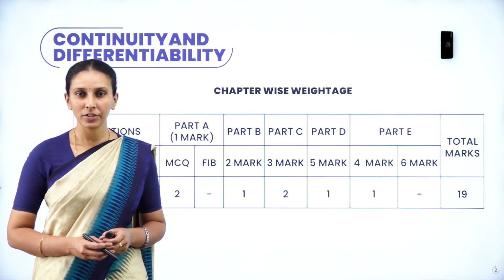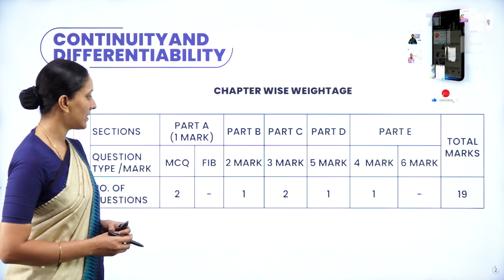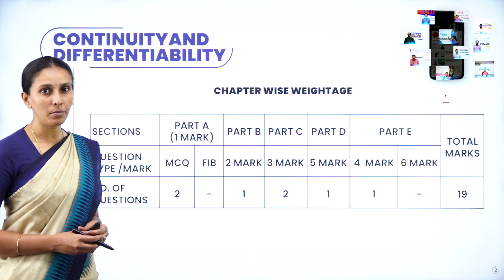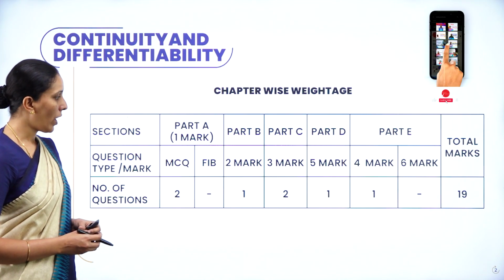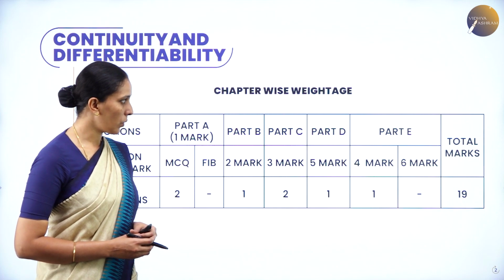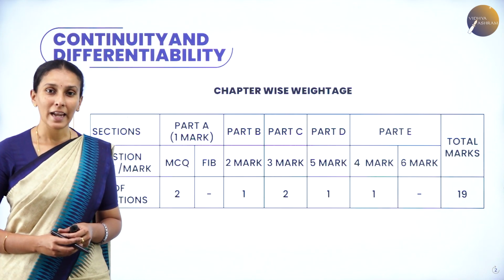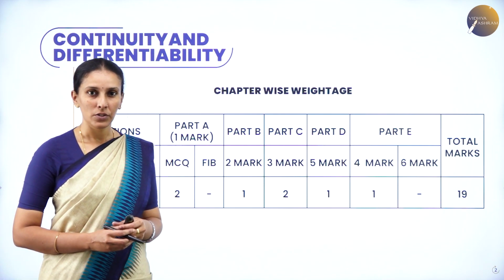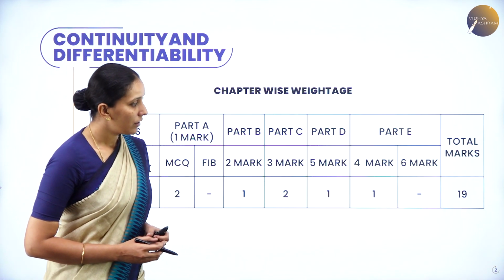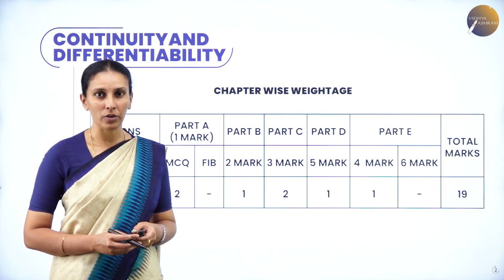Here in this session, we are going to revise the chapter Continuity and Differentiability. Let's see the weightage of this chapter. In all the 5 sections, you will be having 2 multiple choice questions, 1 2-mark question, 2 3-mark questions, 1 5-mark question and 1 4-mark question. Overall, you can expect 19 marks from this chapter. So basically, the consideration of marks here is 19 and it is a very important chapter also.